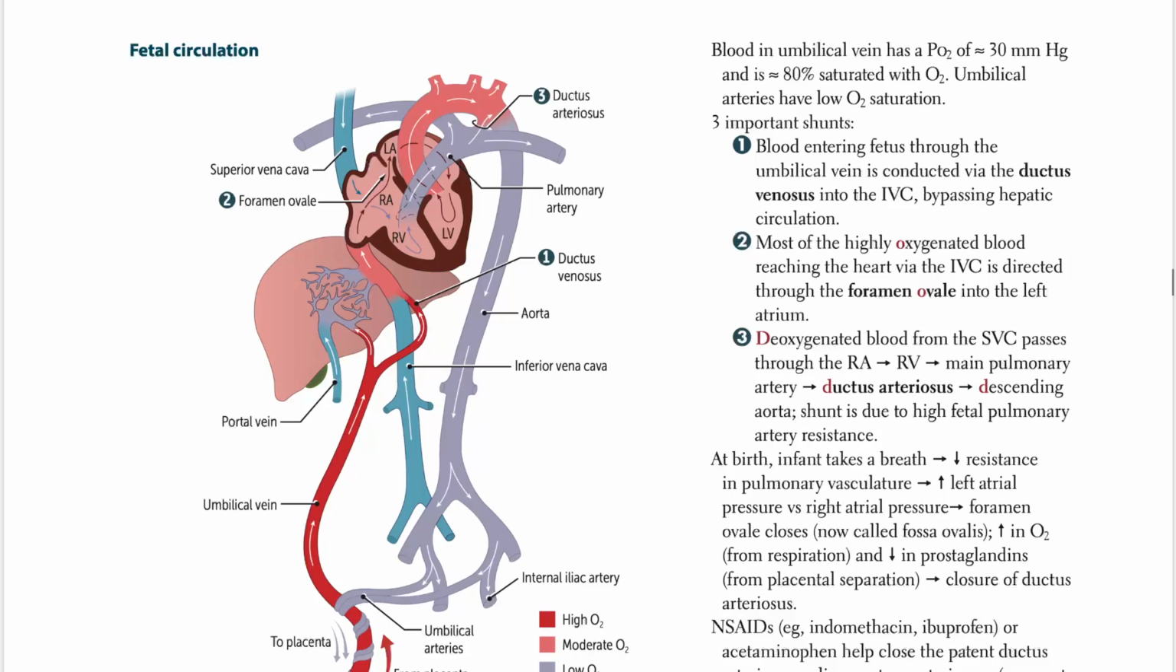What do we have? Here you go. So blood in the umbilical vein has about PO2 of 30 mmHg and is 80% saturated with O2. Umbilical arteries have low O2 saturation. There are three important chunks. Blood enters the fetus through the umbilical vein. It is right here that the blood enters through umbilical vein from placenta to the fetus, right?